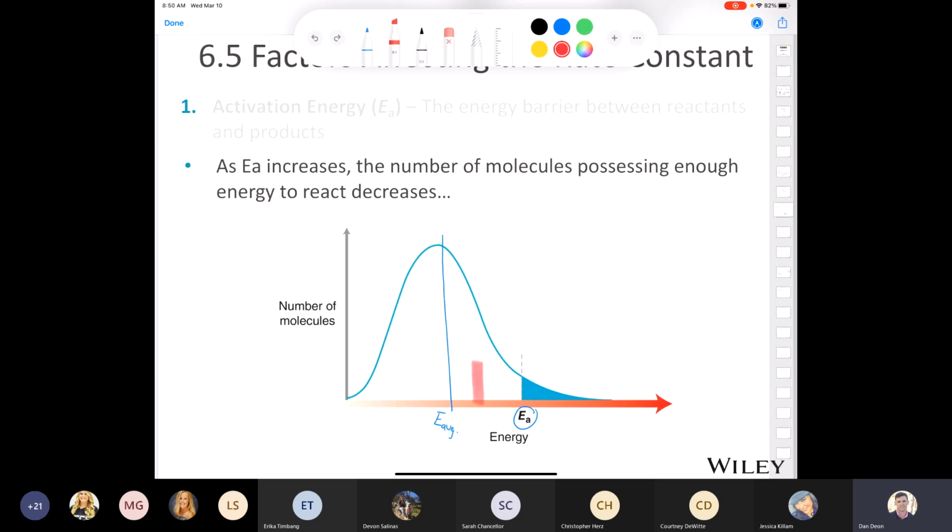If you were to lower the activation energy, let's say, I didn't mean to use that, right? If you change the activation energy to a lower activation energy, what's going to happen? You're going to have a greater number of molecules that have the necessary energy to overcome that energy barrier between the reactants and products, okay?